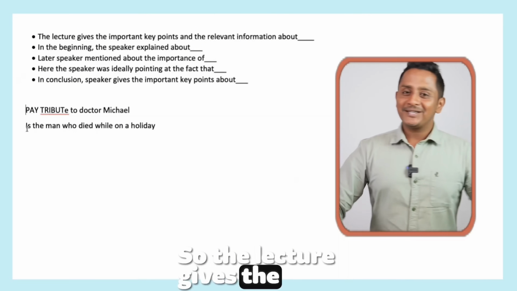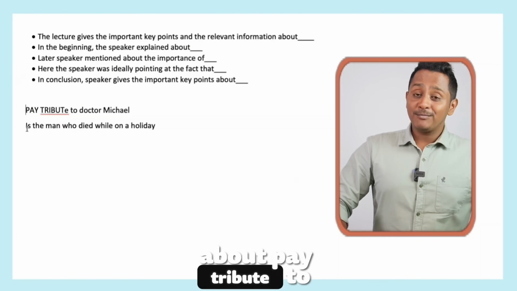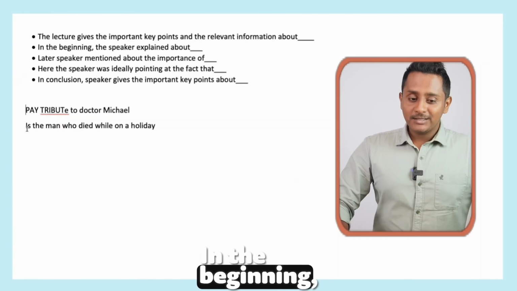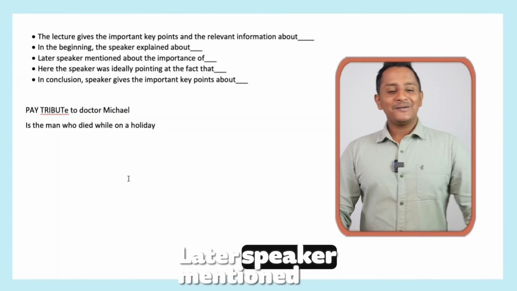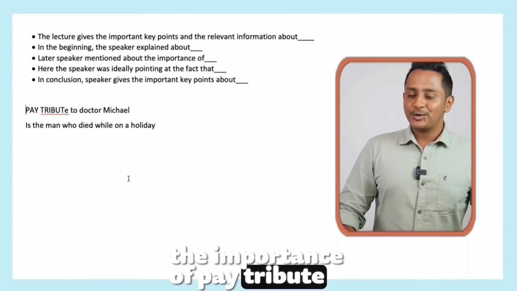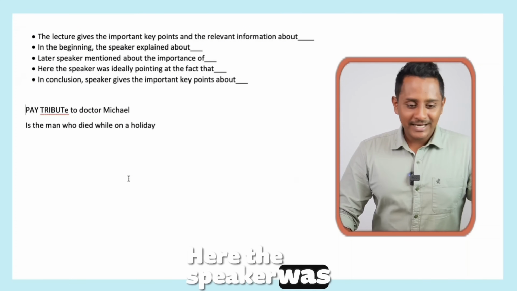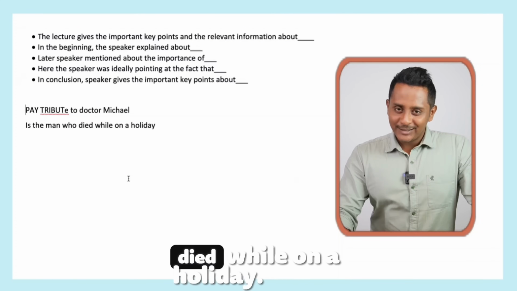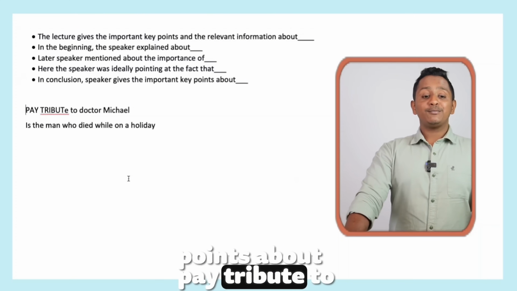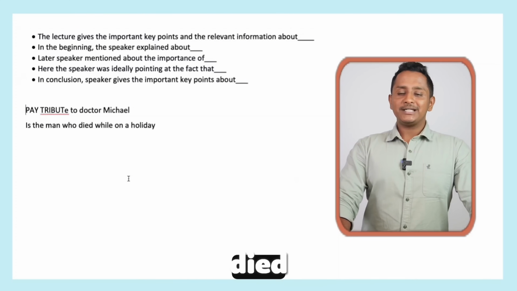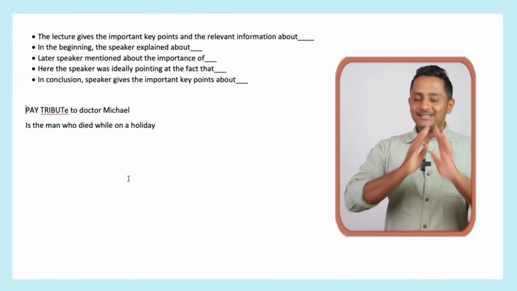The lecture gives the important key points and the relevant information about paid tribute to Dr. Michael. In the beginning, the speaker explained about is the man who died while on a holiday. Later, the speaker mentioned about the importance of paid tribute to Dr. Michael. Here the speaker was ideally pointing at the fact that is the man who died while on a holiday. In conclusion, the speaker gives the important key points about paid tribute to Dr. Michael and is the man who died while on a holiday. This is the way you speak.